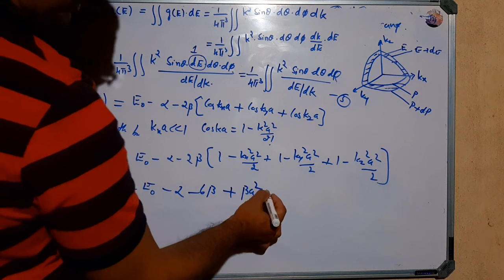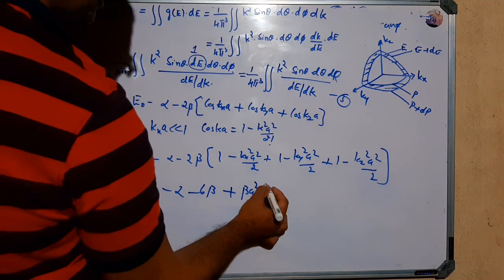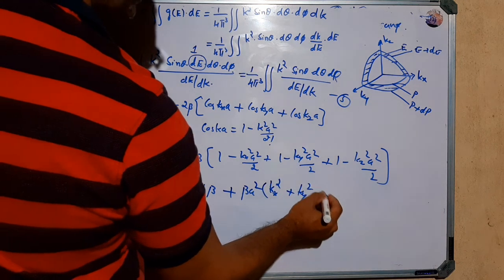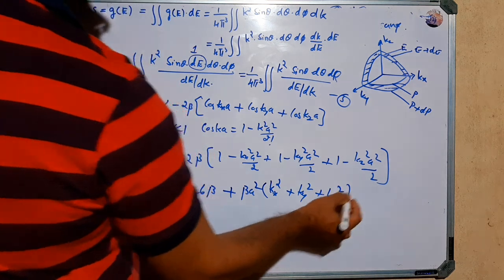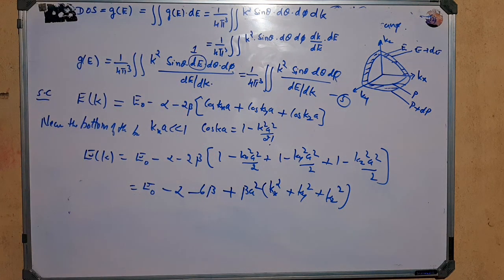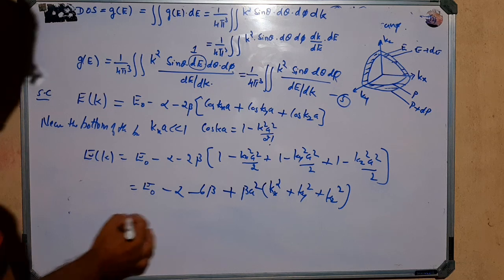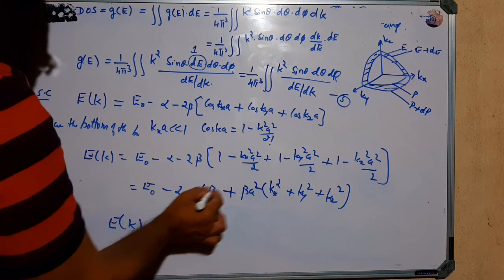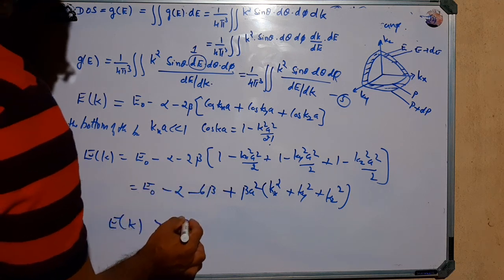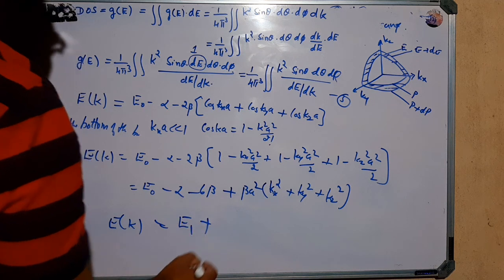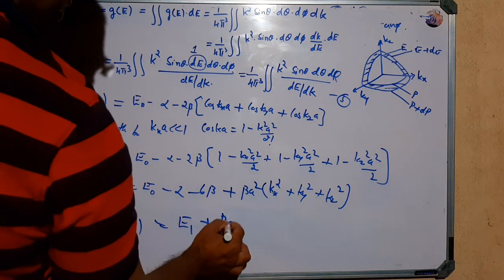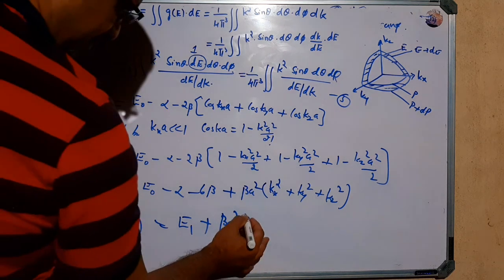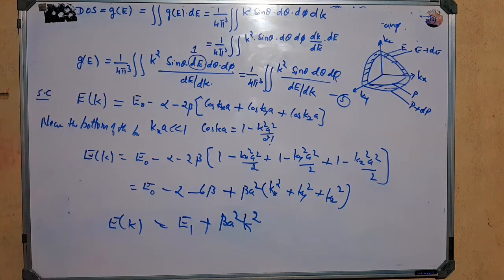Beta a square is the common term; take it outside the bracket, remaining is kx square plus ky square plus kz square. So in general you can write E of k is equal to, these are all constants, E naught minus alpha minus 6 beta as E1, plus beta a square times kx square plus ky square plus kz square, which is nothing but k square.